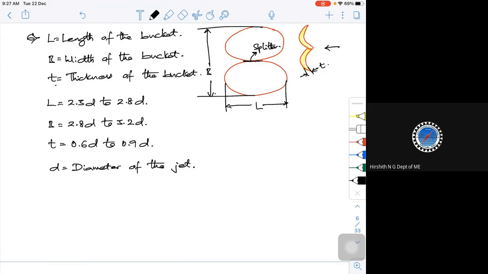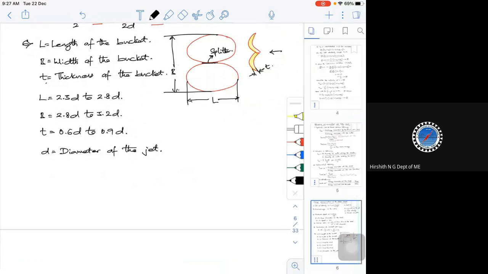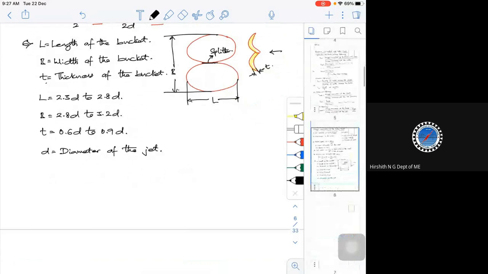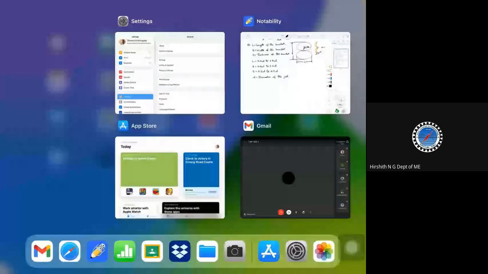Now, what will happen if I have a reaction turbine? How will my reaction turbine behave? I'll show that in one minute. I'll stop recording here because this is with respect to the Pelton wheel.